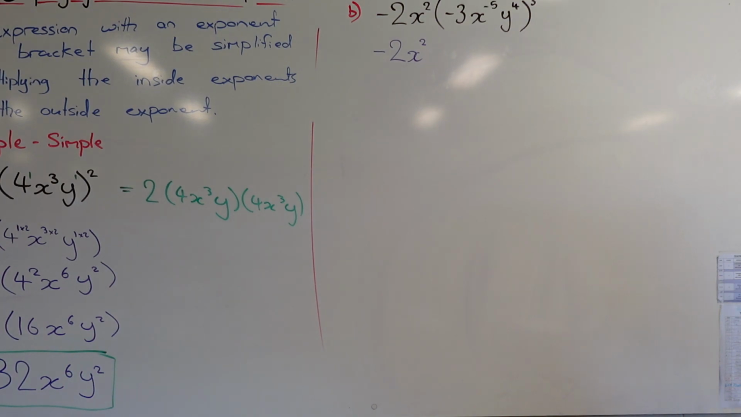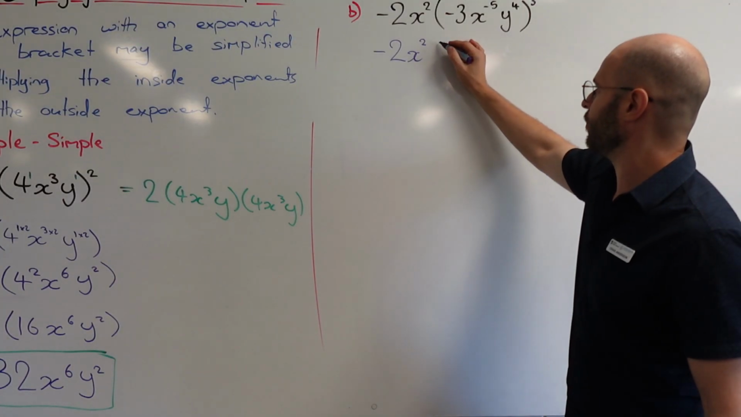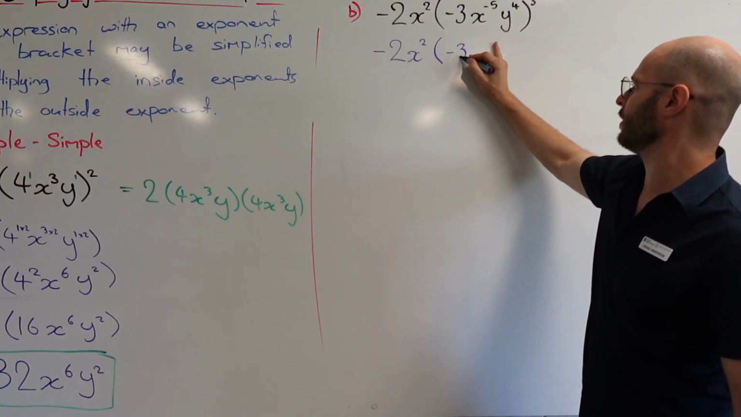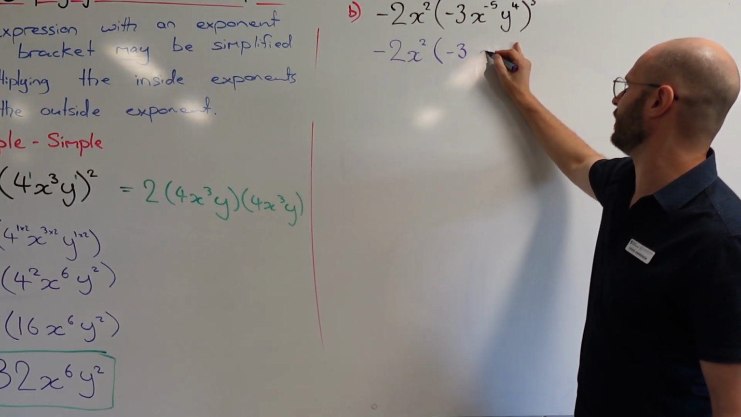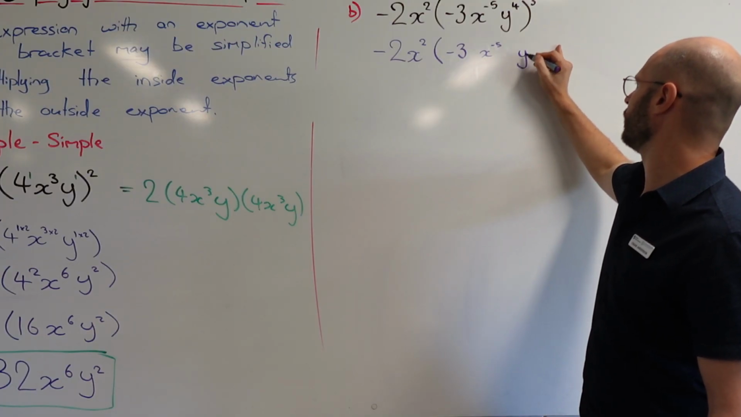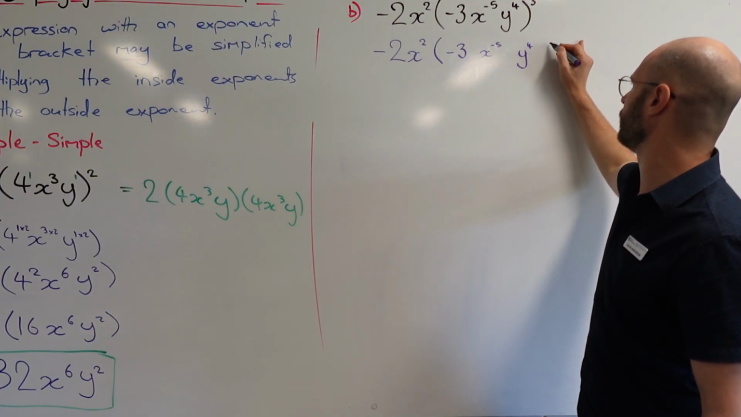Outside the bracket, we have minus 2x squared. We can't do anything with that because there's nothing to be done yet, so we leave it as is. Anything we can't do anything about, we just write it down and leave it. Next, we have a minus 3. We have an x to the minus 5. And we have a y to the power of 4.